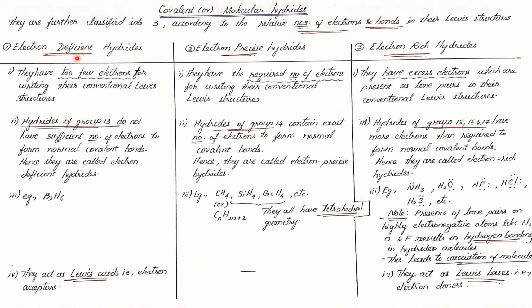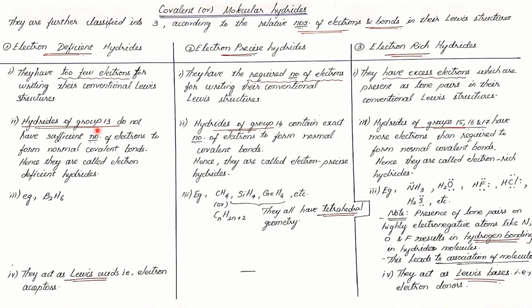Now, electron-deficient hydrides have too few electrons for writing their conventional Lewis structures. Electron-precise hydrides have the exact number of electrons for writing their conventional Lewis structures. Electron-rich hydrides have excess electrons, that is, more electrons than required for writing their conventional Lewis structures, and so these excess electrons are present as lone pairs in their Lewis structures.